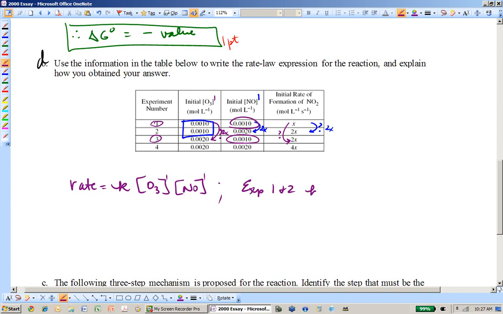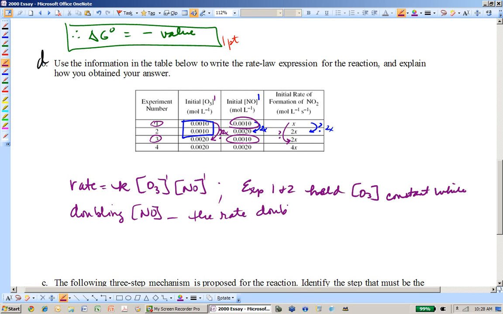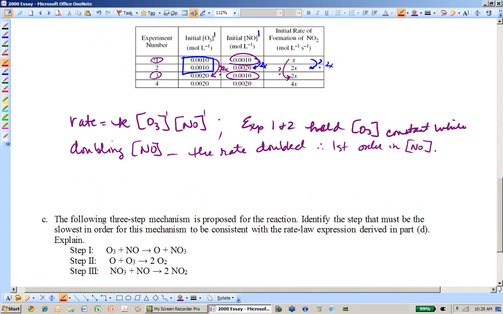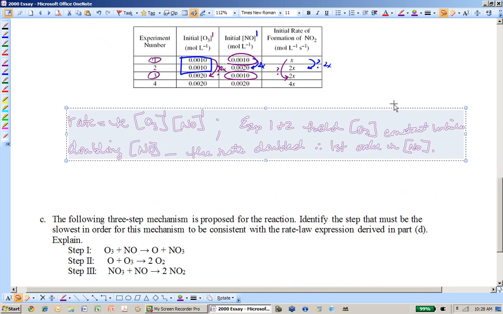Experiments 1 and 2 held concentration of ozone constant while doubling concentration of NO. The rate doubled. Therefore, first order in NO. All right, I really wish I had done that in blue so it matched what I did above, so forgive me for a moment while I correct that.